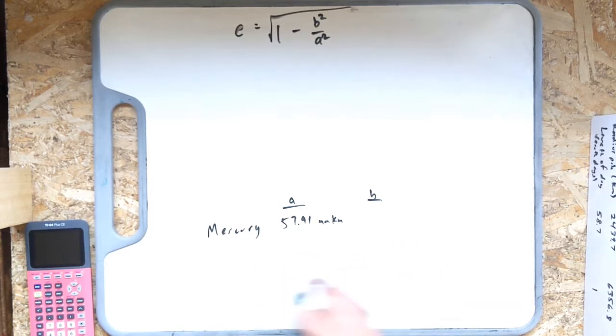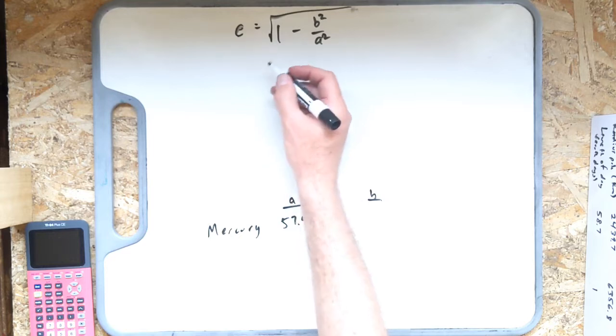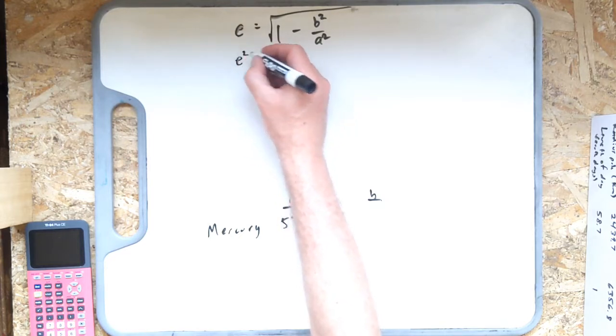So you may have done this in algebra, I'm not sure. This is actually how you solve radical equations. If you've got a radical, the first thing you do is you square both sides to get rid of the radical.